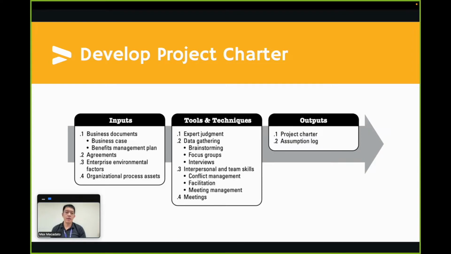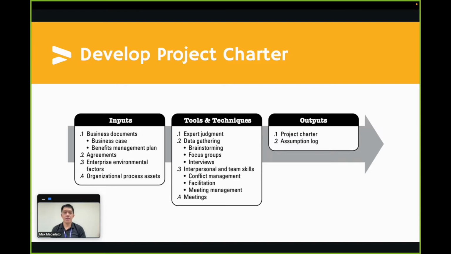Another input is the agreement. Agreements are used to define initial intentions for a project. It may take the form of contracts, memorandums of understanding, service level agreements, letters of agreement, letters of intent, verbal agreements, email, or other written agreements.